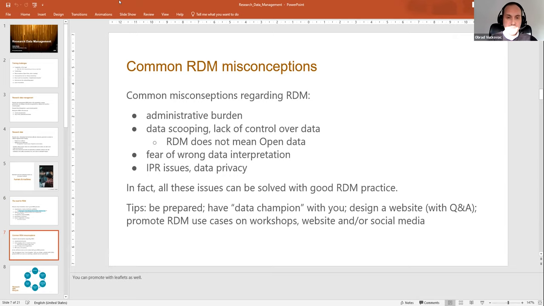Common misconceptions can be, like I said, administrative burden, fear of data scooping, and lack of control over data. And like I said, you have to explain that RDM doesn't necessarily mean open data. Fear of wrong interpretation is also one of the biggest misconceptions, and that can be quite challenging because researchers fear it. But if data was managed accordingly and with good practice from the beginning to the end of research, then that should not be a problem. Also, there are other concerns like intellectual property issues and data privacy, which is understandable, and that can be arranged, like I said, with good RDM.